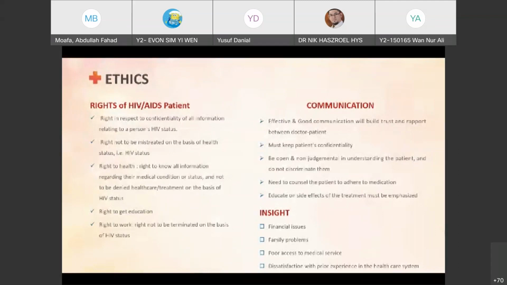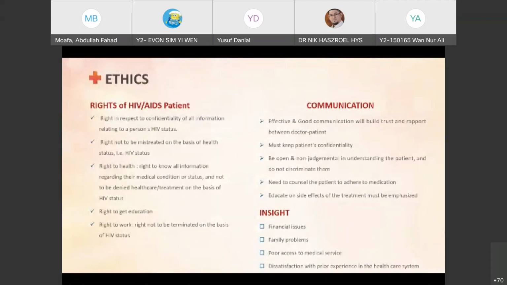This is to ensure that the patient has confidence and to encourage the patient to talk to the care provider regarding anything related to their conditions. In an effective doctor-patient relationship, confidentiality and privacy regarding all medical information related to their HIV/AIDS status should be maintained at all times. And this is important to build the patient-doctor trust.